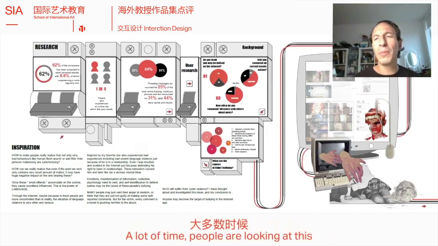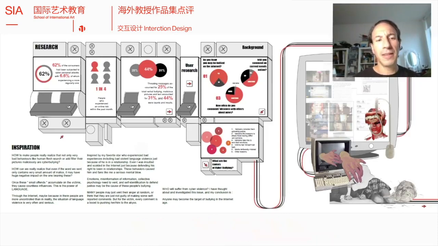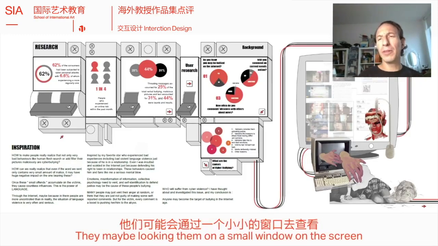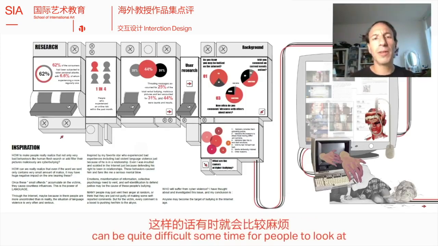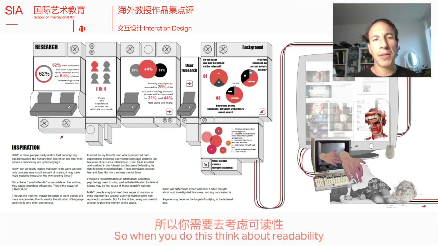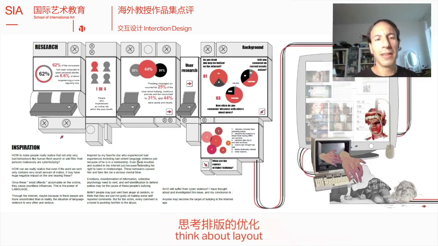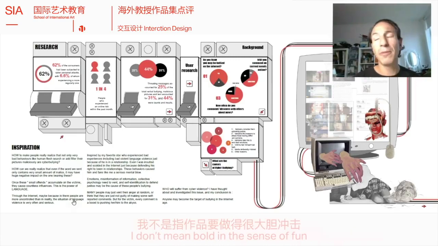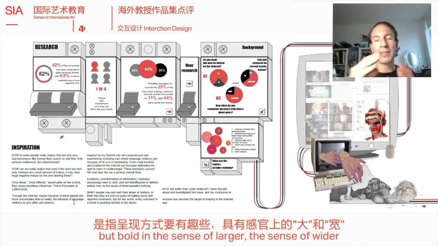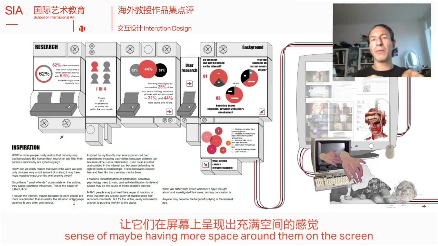A lot of times if people are looking at these, they may be looking at them on the screen, in a small window on the screen. So stretching really wide with small text can be quite difficult sometimes for people to look at. So when you do this, think about readability, think about layout, think about making your text and your images bold so they can stand out. I don't mean bold in the sense of font, but bold in the sense of larger, wider, maybe having more space around them on the screen.